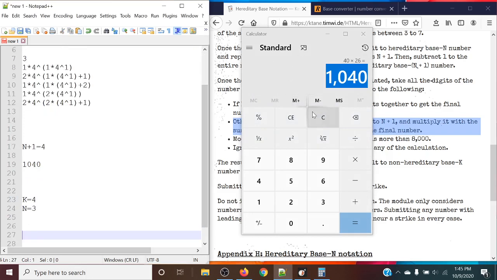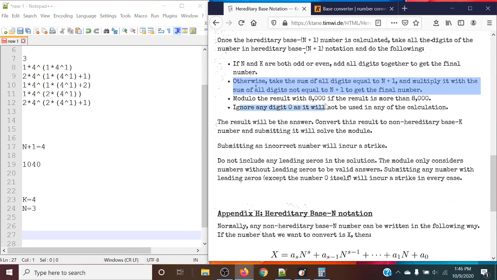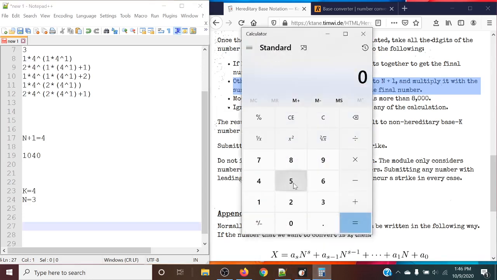Okay, here we go. Ignore any digit 0 as it will not be used in any calculation. So that's just how it works. So what we have here is we need to find our powers of 4. So we did 4 times 4 times 4. The 3 to the power of 4 is 64. And we times that by another 4 is 256, which I think is going to be our highest value.